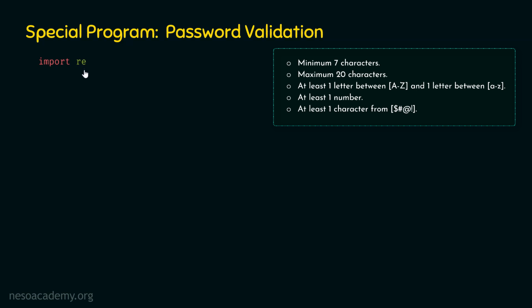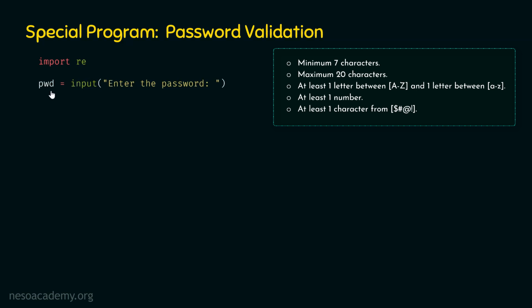Now what is the next step after this? The next step is to accept the password entered by the user. For this purpose we need the input function, and to this input function we are passing this string, enter the password, which will be displayed as the prompt for the user. User will provide the password, and eventually pwd is the variable which will point to that password.